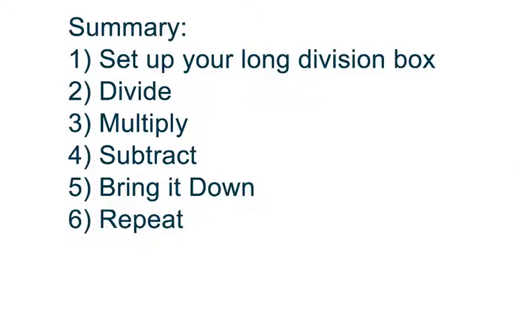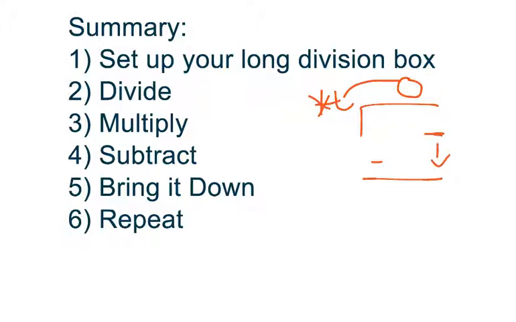So in summary, you want to set up your long division box. First things first, you want to divide. Once you get your answer up top, you want to multiply that answer by your divisor. Then you want to subtract your numbers and bring down whatever number might be left up top.